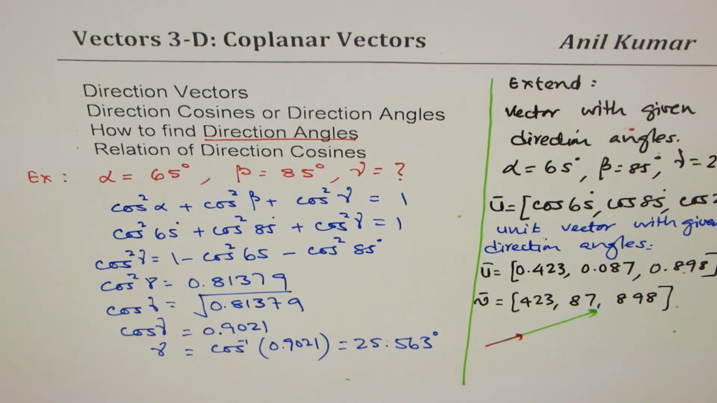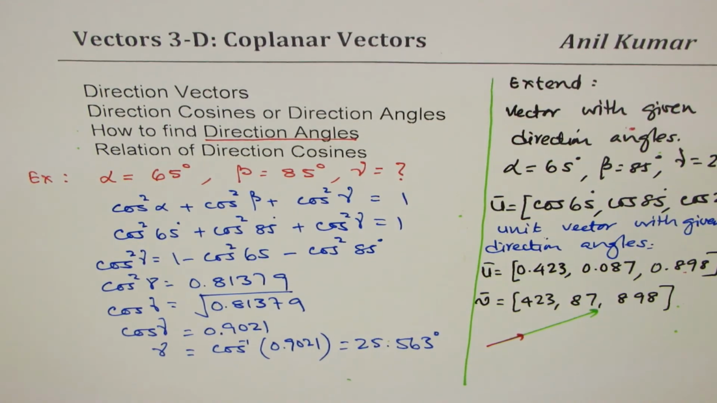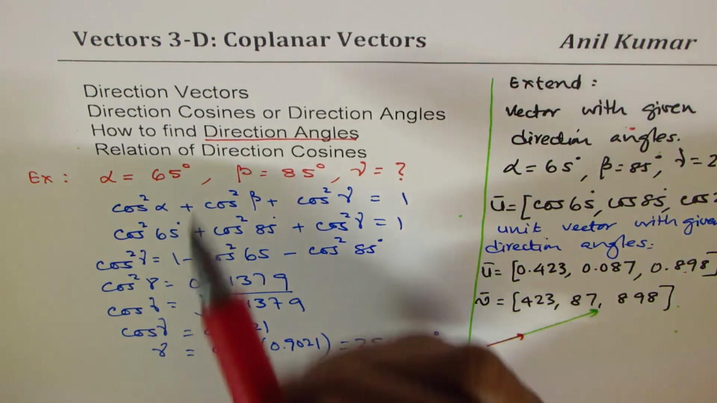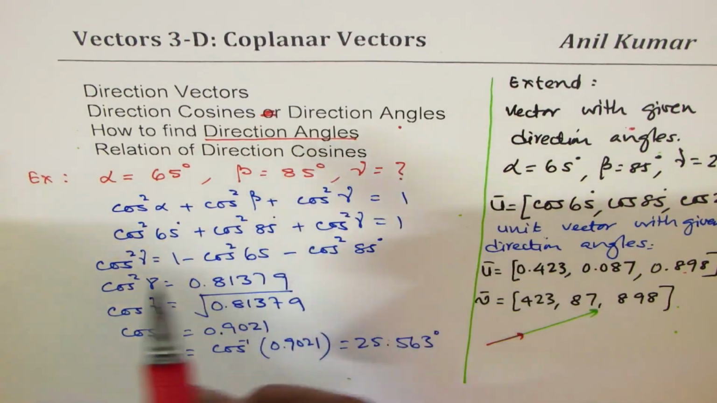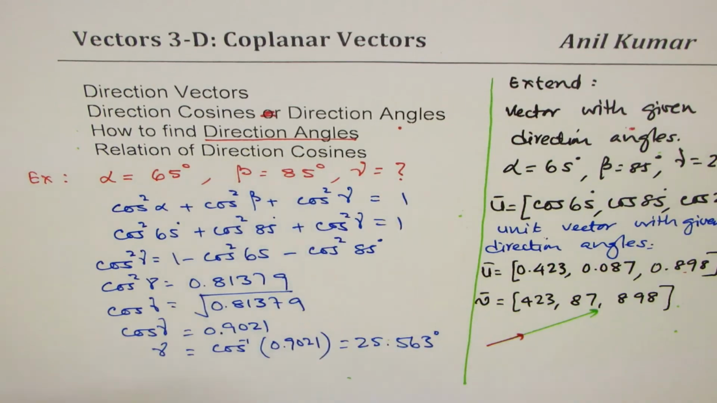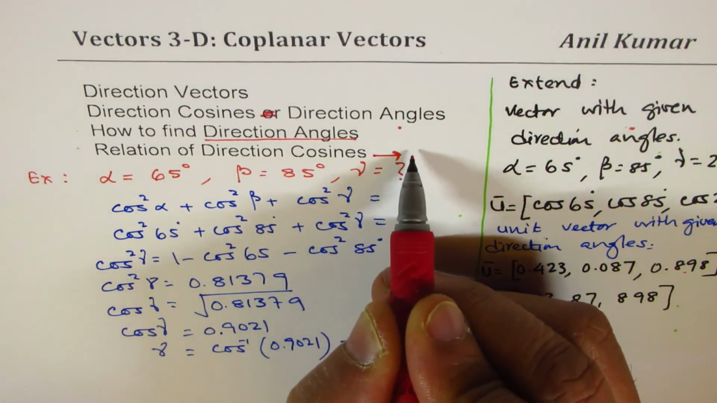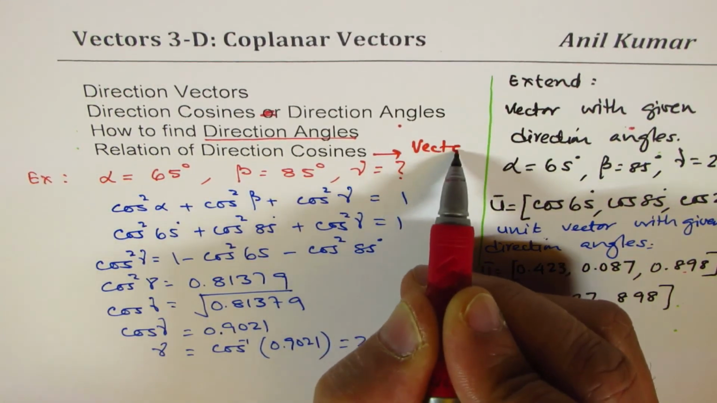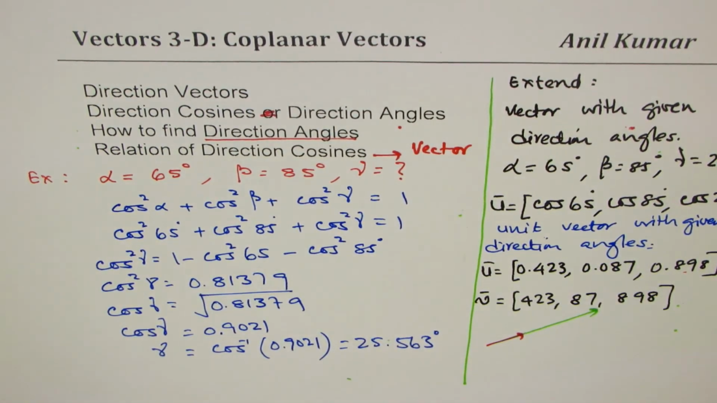So in a way, we actually understood with these examples what direction vectors, direction cosines and direction angles are, and how, if we know two direction angles, to find the third one, and how to calculate direction cosines, and from there we also saw how to find the vector itself. Is it okay? So I hope that gives you a fairly good idea about vectors, their directions, and direction cosines.